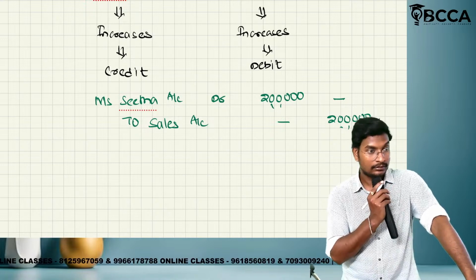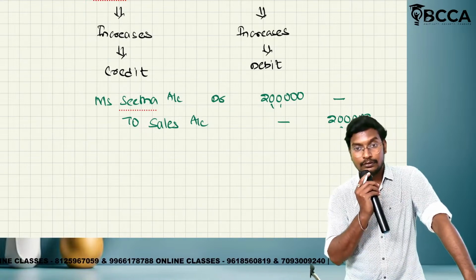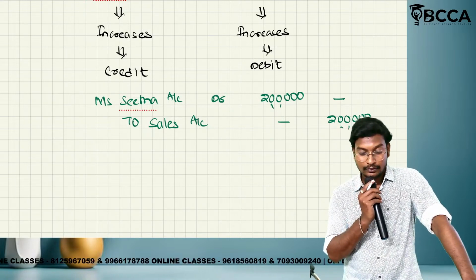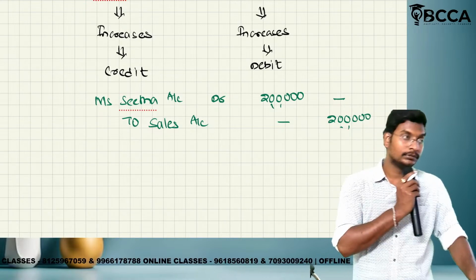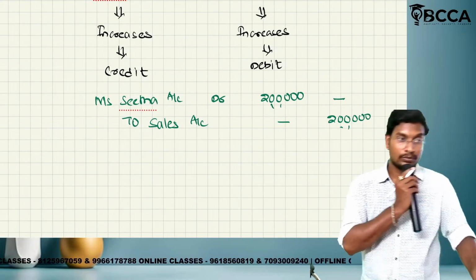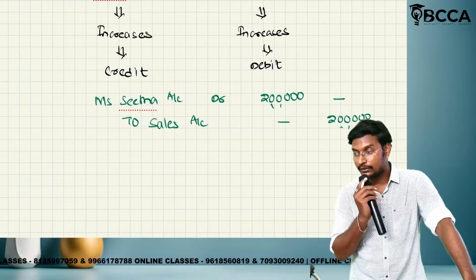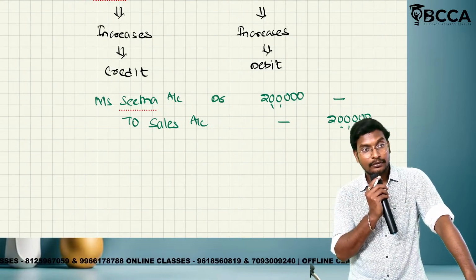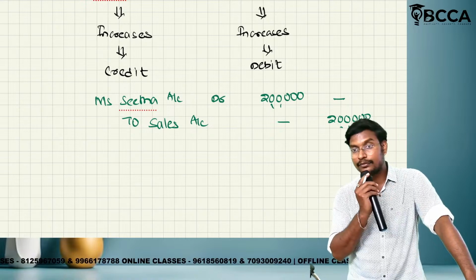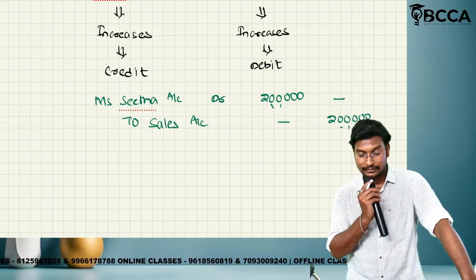Completed? Okay, now post the ledgers. Open the Miss Sita account and the sales account. In the Sita account, 2 lakhs sales. In the sales account, by Miss Sita. The Sita account will get the debit balance. The sales account will get the credit balance.